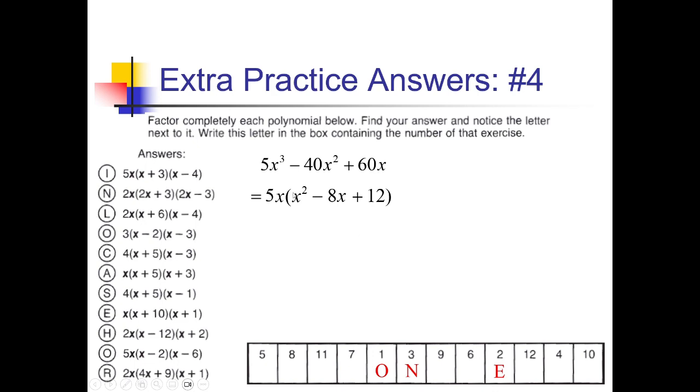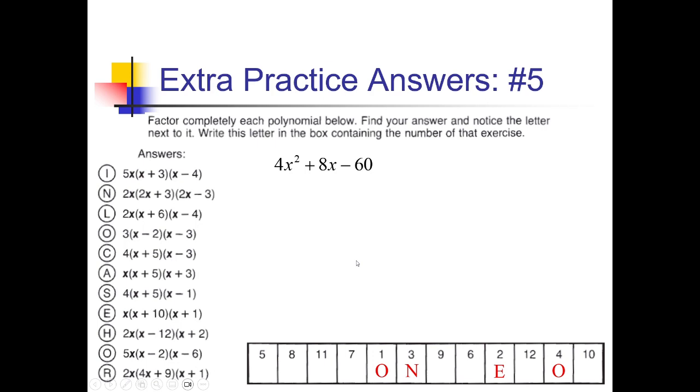Inside, I just have a 1x squared situation. So let me just find factors of 12 that add up to -8. 1 and 12 doesn't work. 2 and 6 will work if they're both negative. So I have the 5x that I took out, I have an x minus 2, and then I also have an x minus 6. And all of that stuff, it looks like, is going to be down here with an O. So number 4 is getting an O.